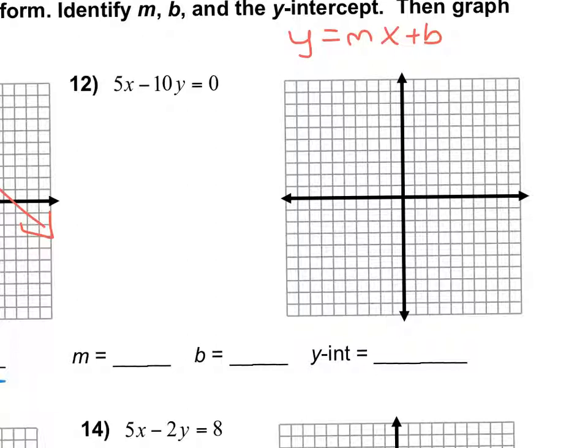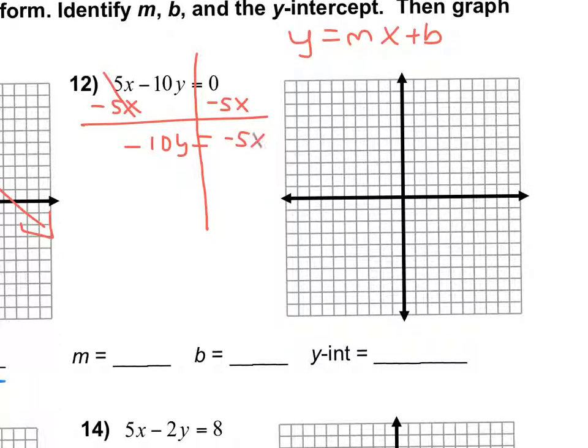So what should I do first? Subtract the 5x from both sides of the equal sign. I can draw a line there if that makes it better. So the 5x goes away. I bring down the -10y equals -5x plus 0. So I can write the 0 or I can choose not to. 0 is just 0, so usually you don't write it. It's up to you. Then what do I do?